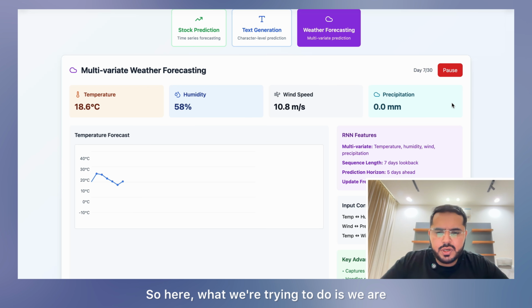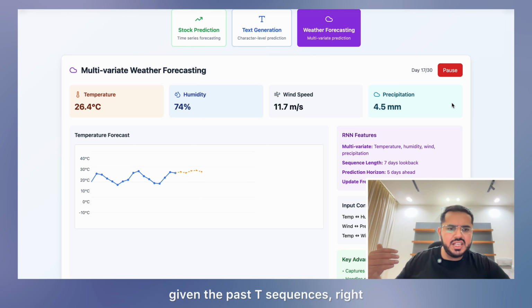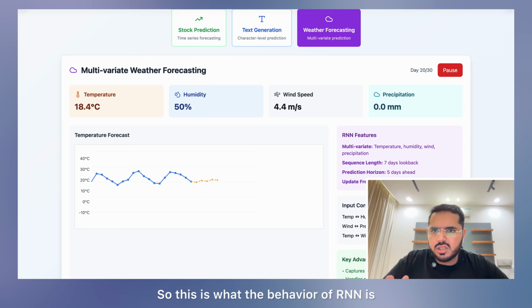Here we are trying to forecast the weather for the next day given the past T sequences. So this is the behavior of an RNN.